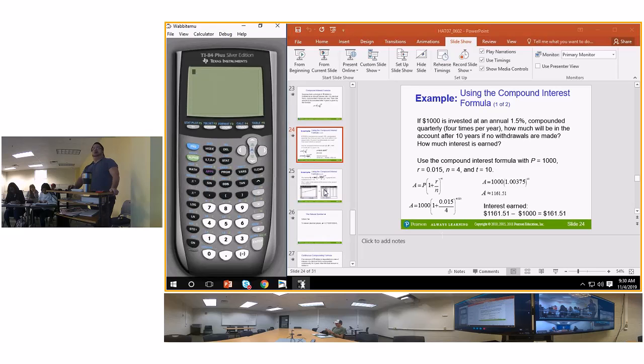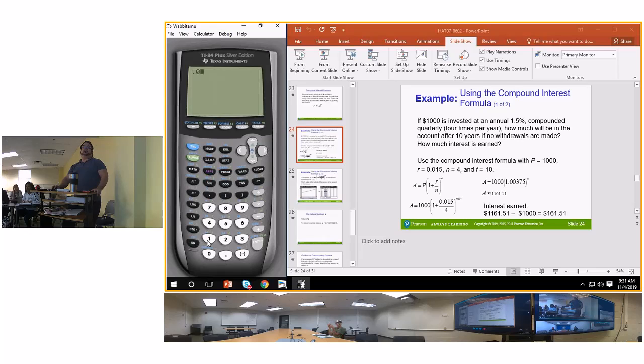Here we go. All right, so I'm going to plug in 0.015 divided by 4. I'm going to do that first. So I'm going to go 0.015 divided by 4 and hit enter. Now, somebody tell me what I'm going to do with that. I'm going to add what? And this is the exact way you're supposed to do it. Enter. You don't have to write anything down.